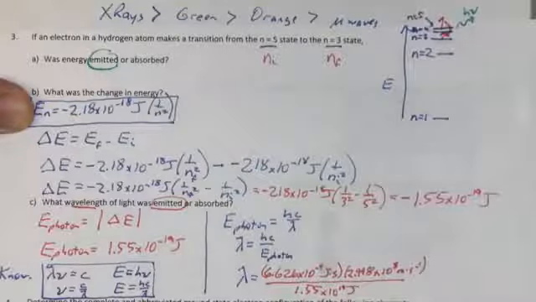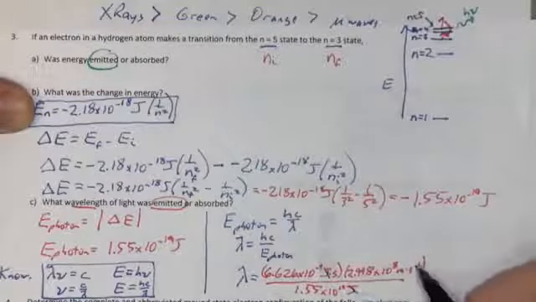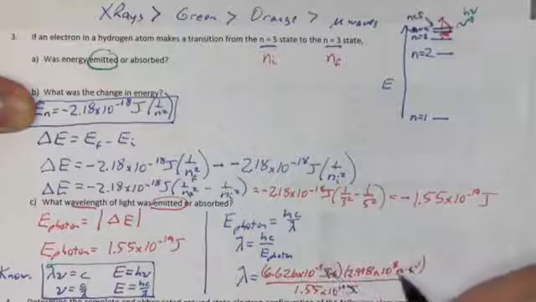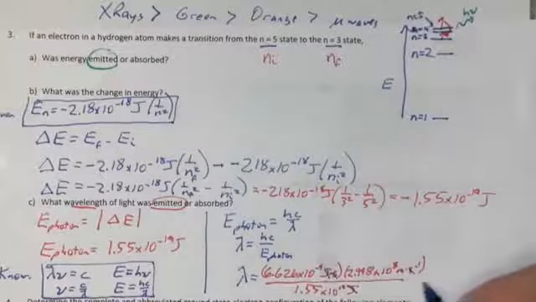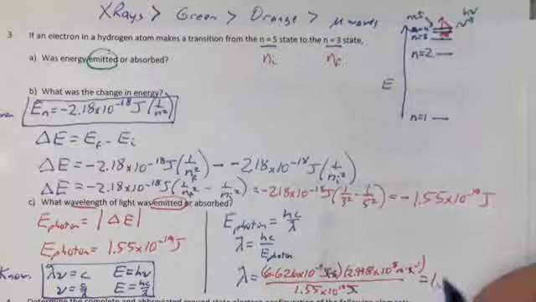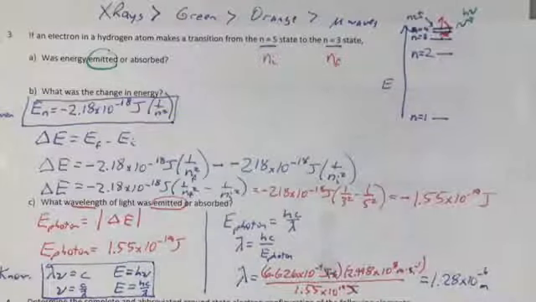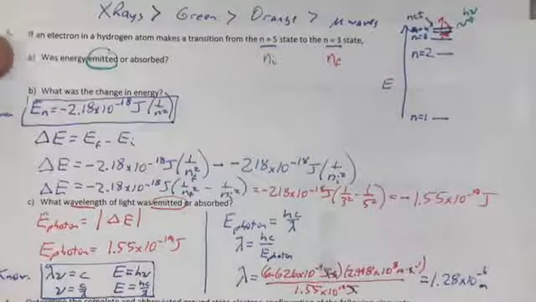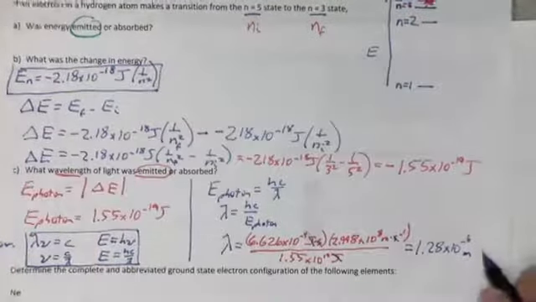So look at the units of joules. Joules cancels, and seconds cancels. So we end up in units of meters, which is a unit of wavelength. And so the unit of meters calculates out to be 1.28 times 10 to the negative 6 meters. For visible light, we normally like to express wavelength in nanometers. So let's do that conversion.